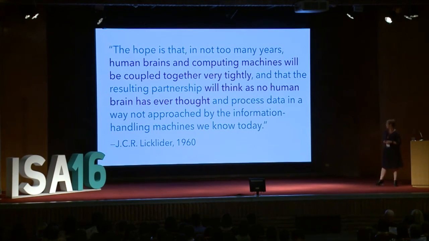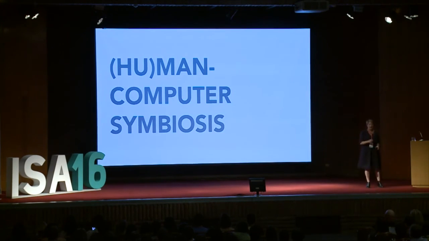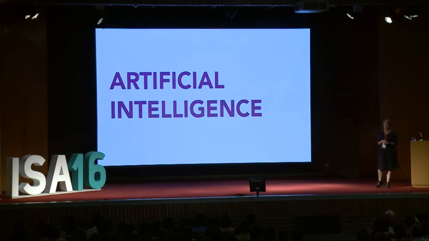And he wrote, the hope is that in not too many years, human brains and computing machines will be coupled together very tightly, and that the resulting partnership will think as no human brain has ever thought before, and process data in a way not approached by the information handling machines we know today. Still pretty contemporary. I prefer to think of it as human-computer symbiosis and not just man-computer symbiosis. But this became also one of the first instantiations, one of the first ways that we talked about artificial intelligence. And as I begin to wrap up this talk, I wanted to talk about how some of these ideas came together in the work of another architect, Nicolas Negroponte.